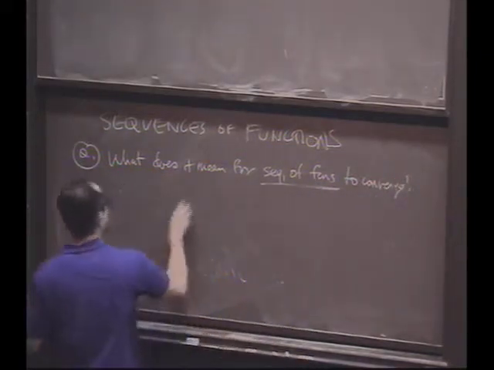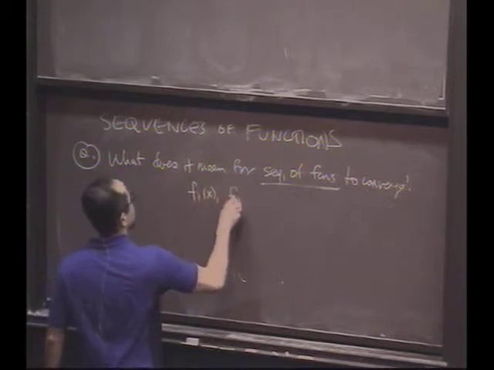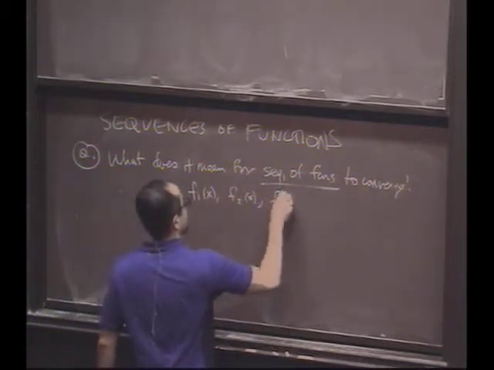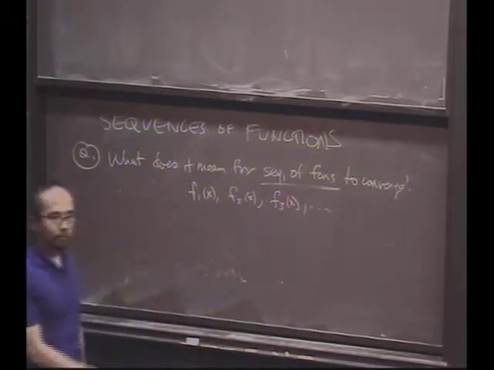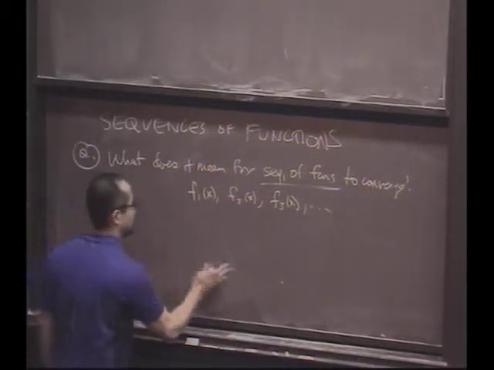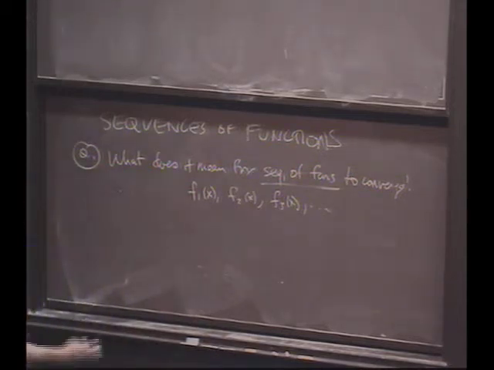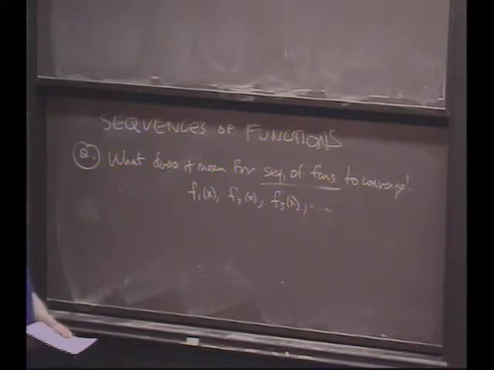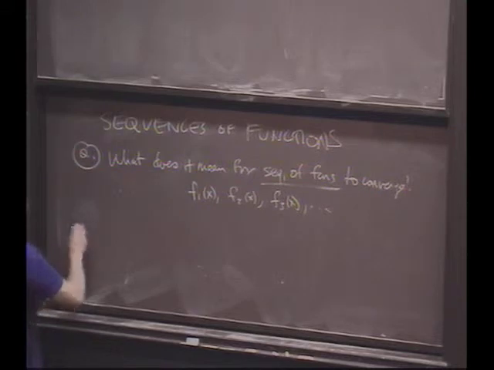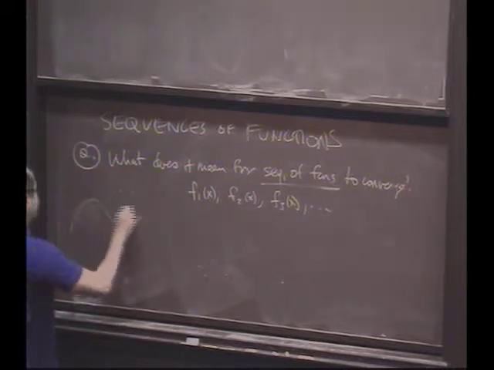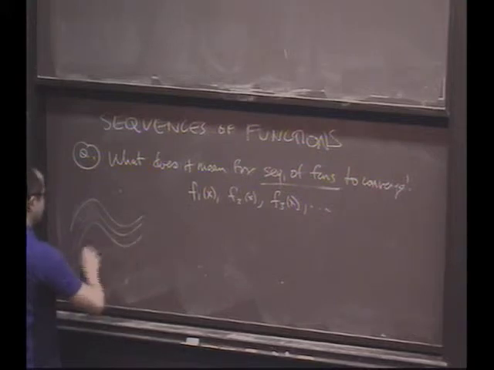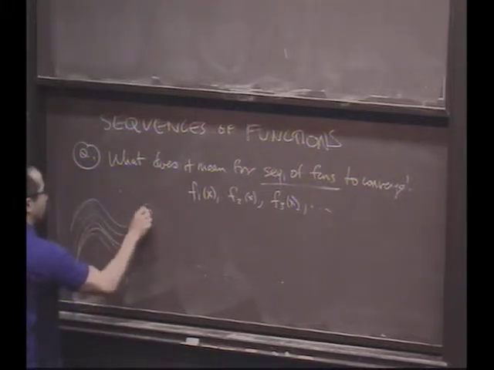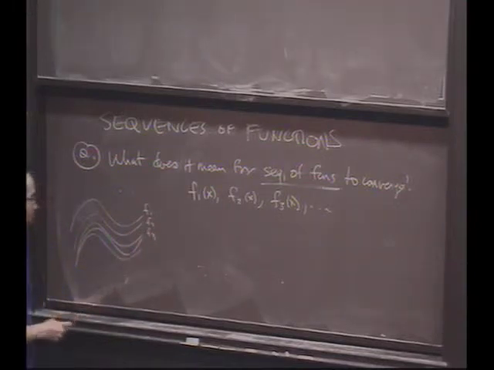For instance, I might have a sequence f1 of x, f2 of x, f3 of x, etc. What does it mean for a sequence of functions to converge? Here I'm thinking about the functions as real-valued functions. Maybe I have functions like this, a rather boring example. What would it mean for this sequence of functions to converge? What would you give me as a notion of convergence here?